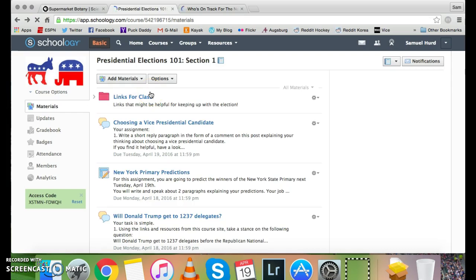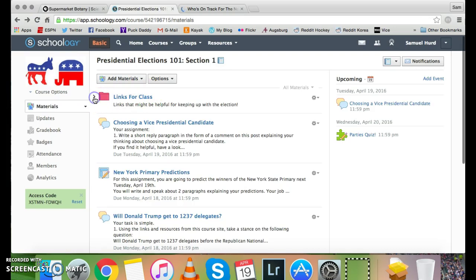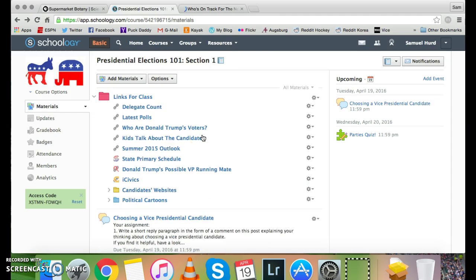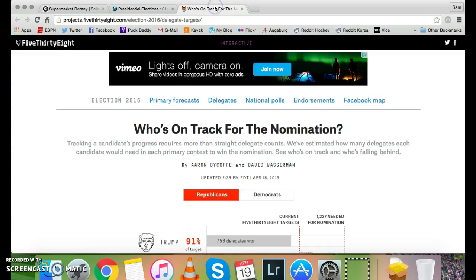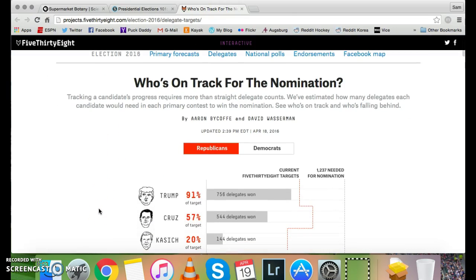It looks like my computer's being a little slow, but I'll look one more time at all the links we have. We have the delegate count. We have the latest polls, which are from realclearpolitics.com. Here is that one called Who's on Track for the Nomination. This is kind of a more cartoony way for them to look at it.